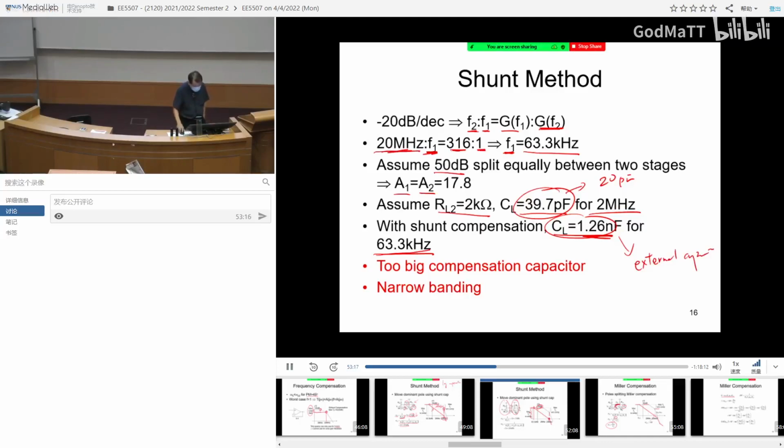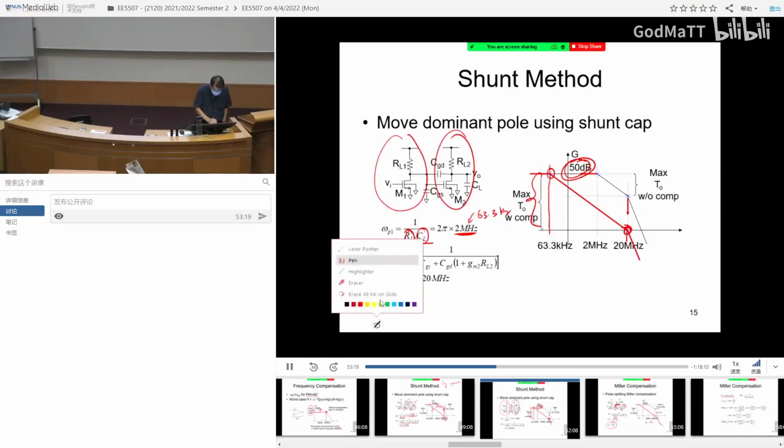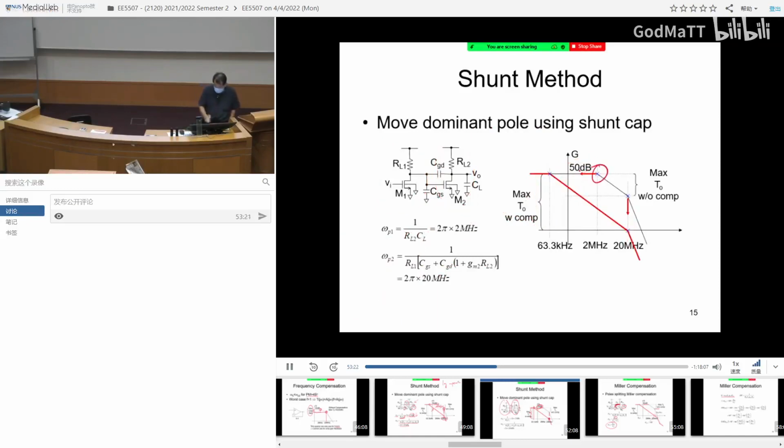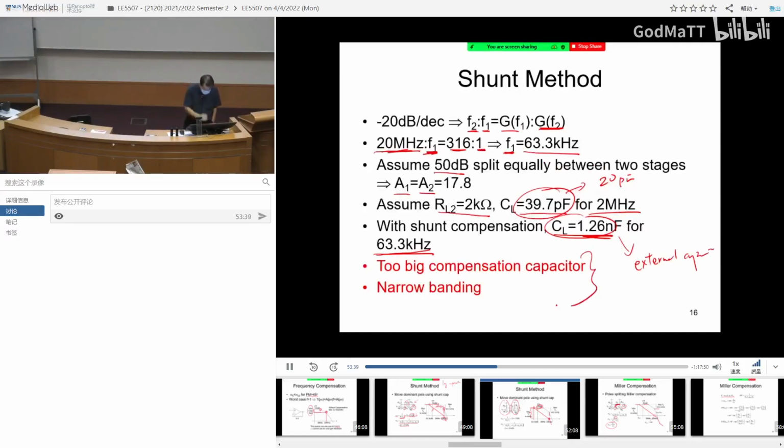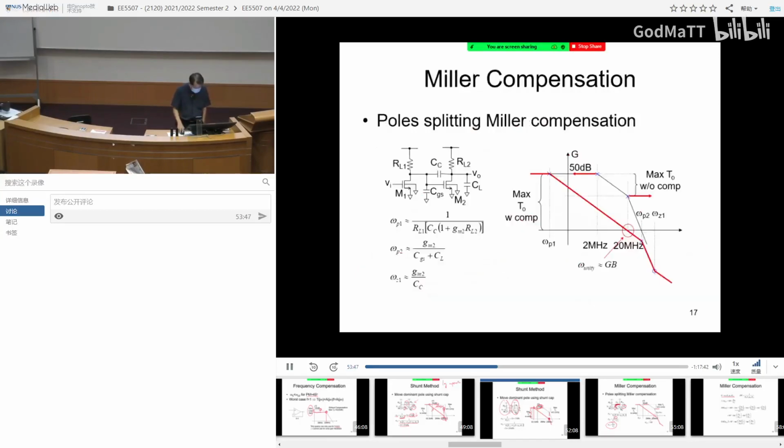Another issue with this shunt method is that originally I have quite wide bandwidth. By moving this down to 63.3 kilohertz, I'm narrowing down the bandwidth. So although it works, it's going to have very narrow band operation. So there are two issues associated with this compensation technique. One is a too big capacitor, another is narrow band. That brings us to another kind of compensation called Miller compensation.